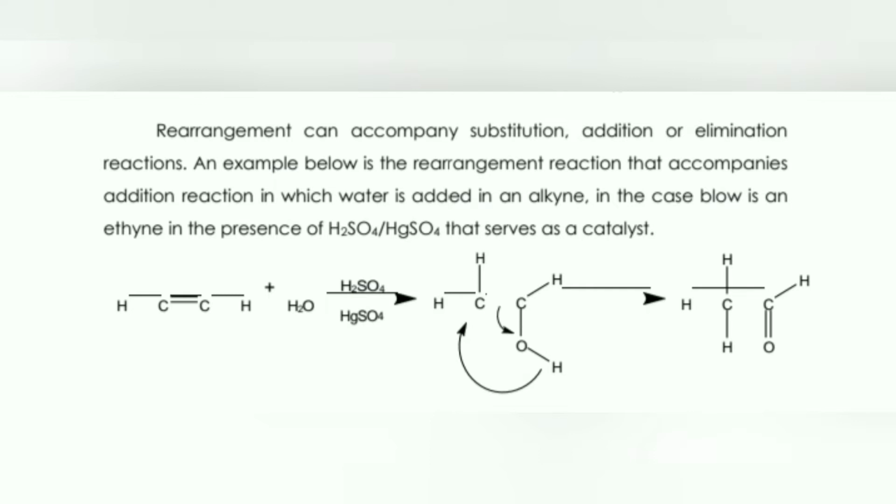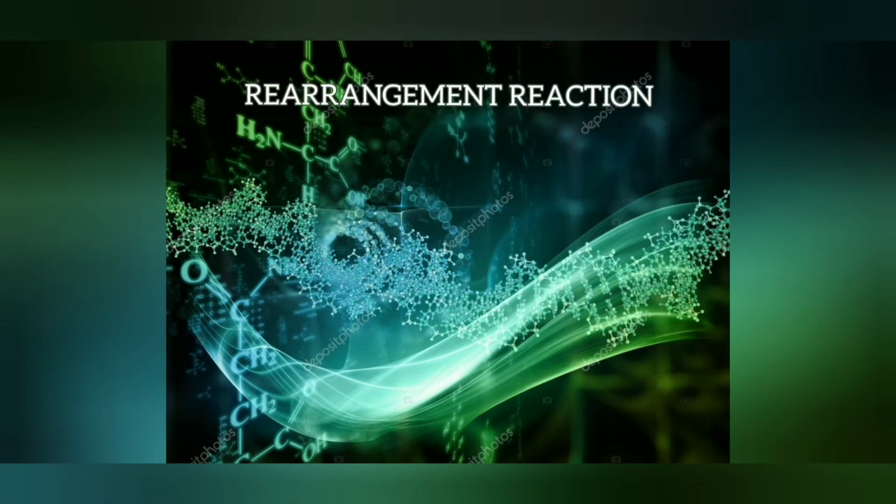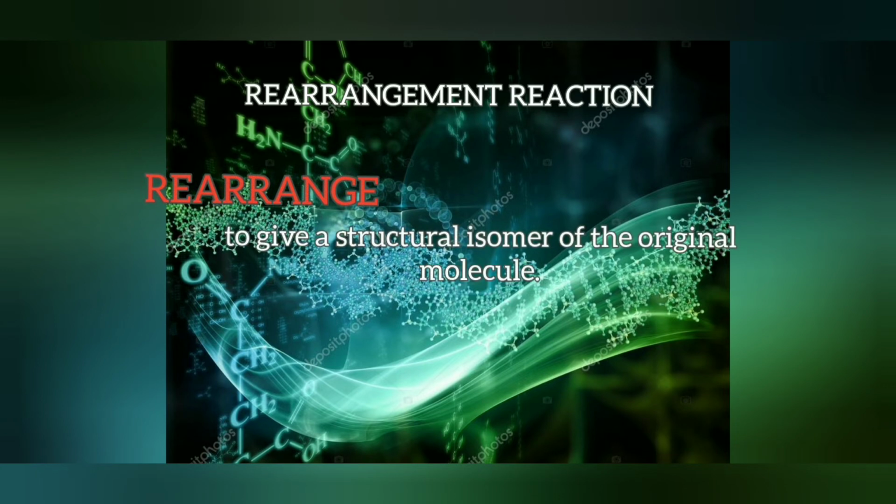An example below is the rearrangement reaction that accompanies addition reaction, in which water is added to an alkyne. In the case below is an ethyne in the presence of H2SO4 and HgSO4 that serves as a catalyst. Take note that a rearrangement reaction is a broad class of organic reactions where atoms in a molecule are rearranged to give a structural isomer of the original molecule.